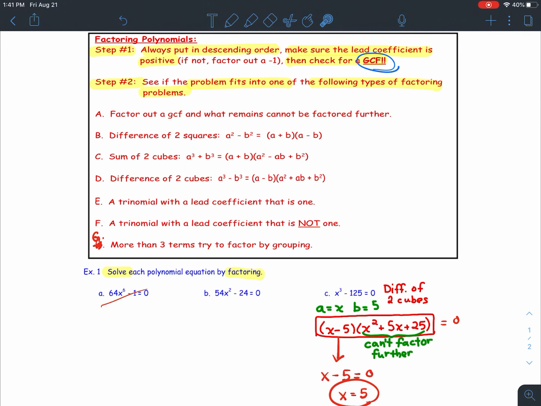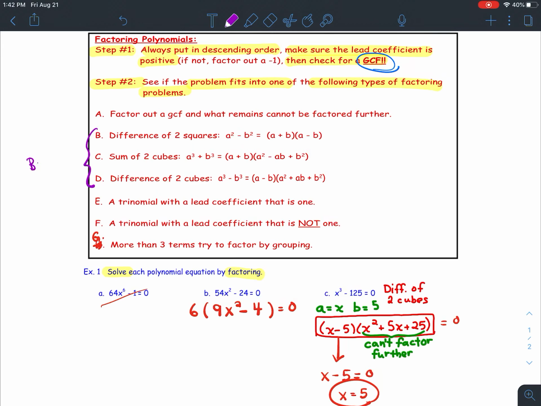We're going to move on to part B, and I'm going to try to keep what's in this box visible so that we can reference that our initial step here is checking for descending order. Our lead coefficient, the 54, is positive, and then we want to definitely check for that GCF. Okay, so it looks like probably 6 is going to go into both 54 and 24, so I'm going to divide both of those by 6, and that leaves me with 9x squared minus 4.